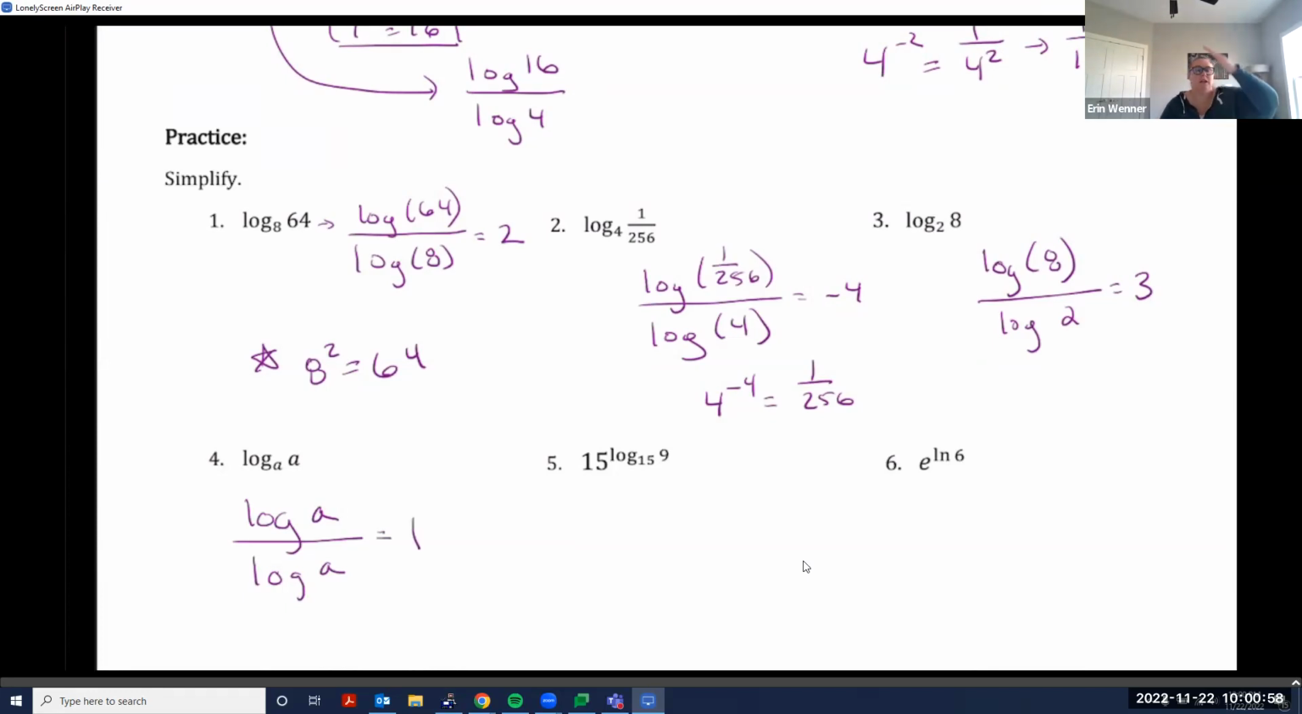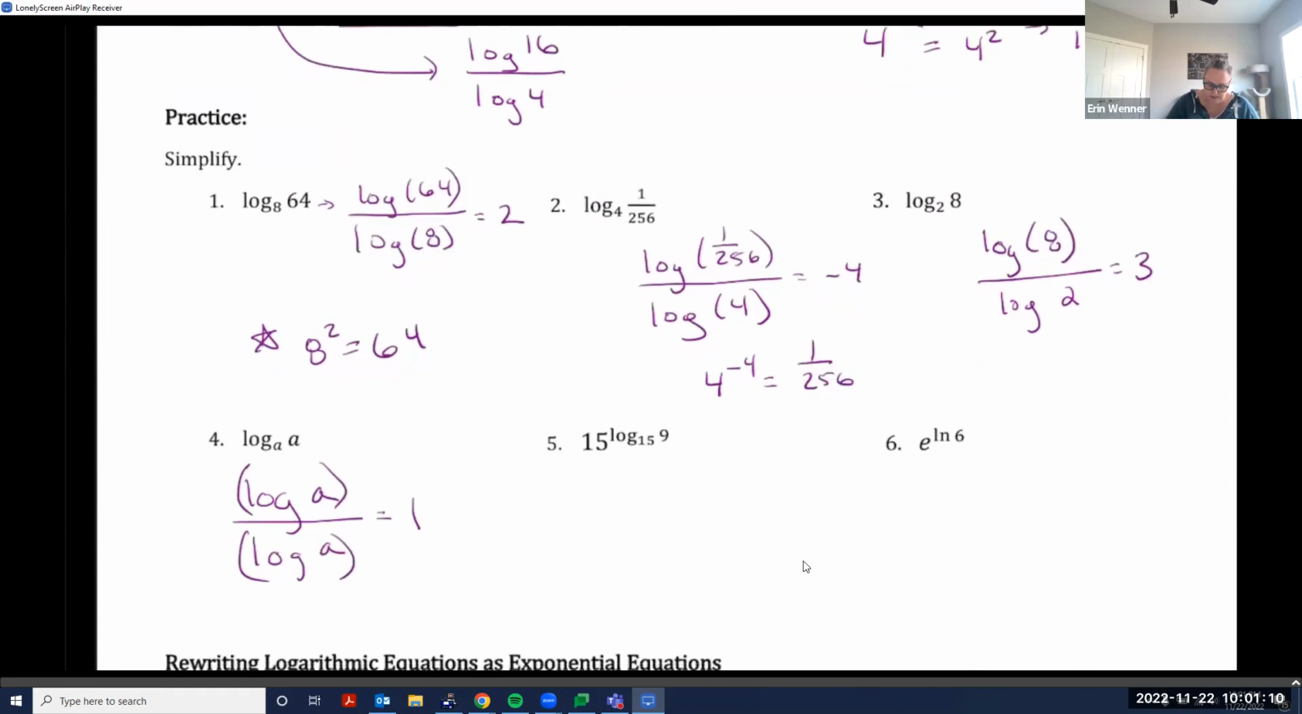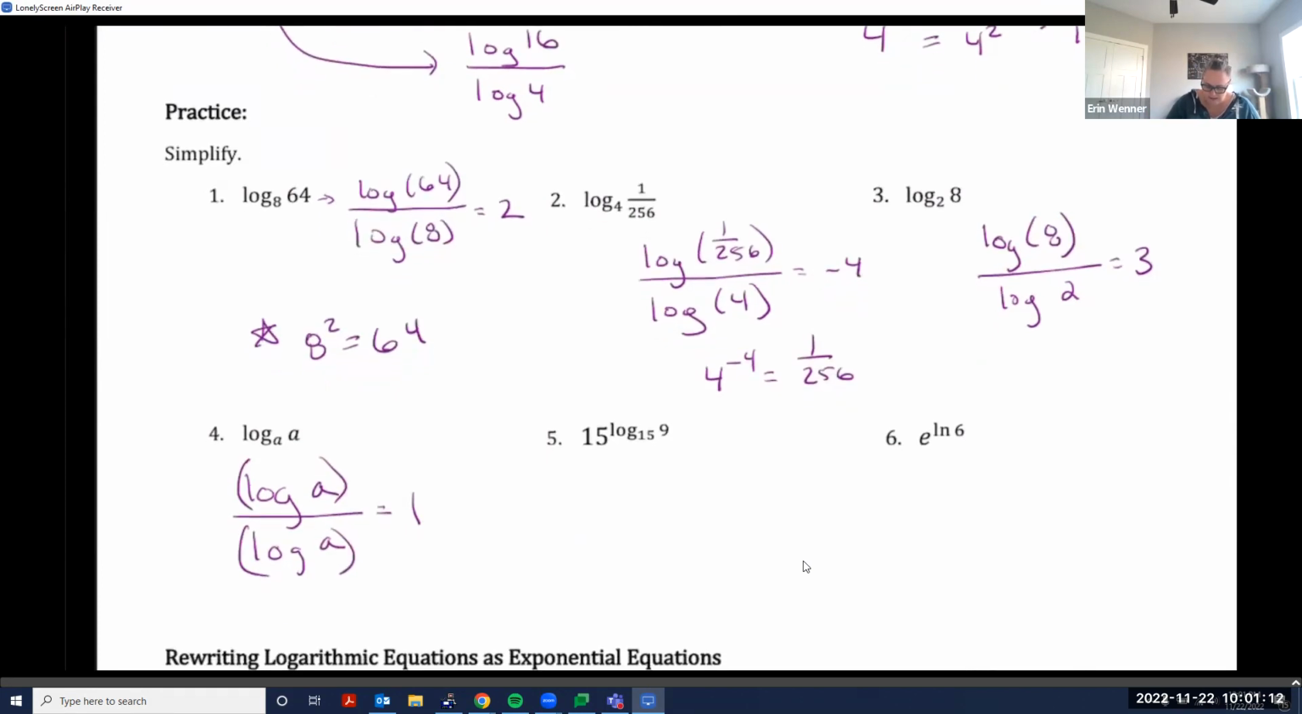Now it's not because I took the logs and canceled them. I took the A and canceled it, but because this whole thing is the same as this whole thing, it's going to cancel out. And the reason for this is an identity, and it says log base A of A is equal to 1 because A to the first power equals A.